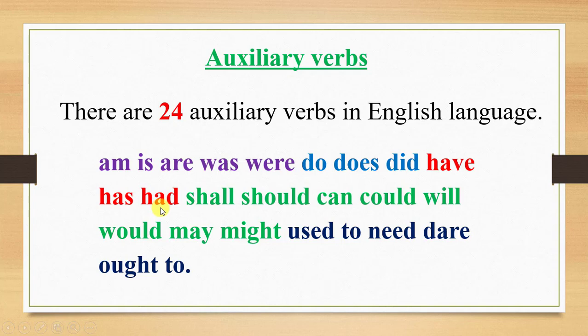As per English grammar, these are primary auxiliaries: am, is, are, was, were, do, does, did, have, has, had. These are called primary auxiliaries, and the rest of the verbs are called modal verbs. These play a vital role in the English language. In the previous video, we discussed in detail regarding auxiliary verbs.